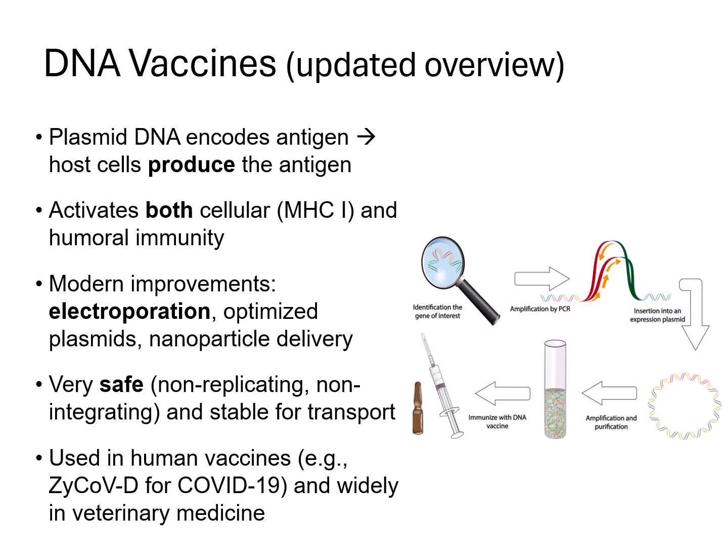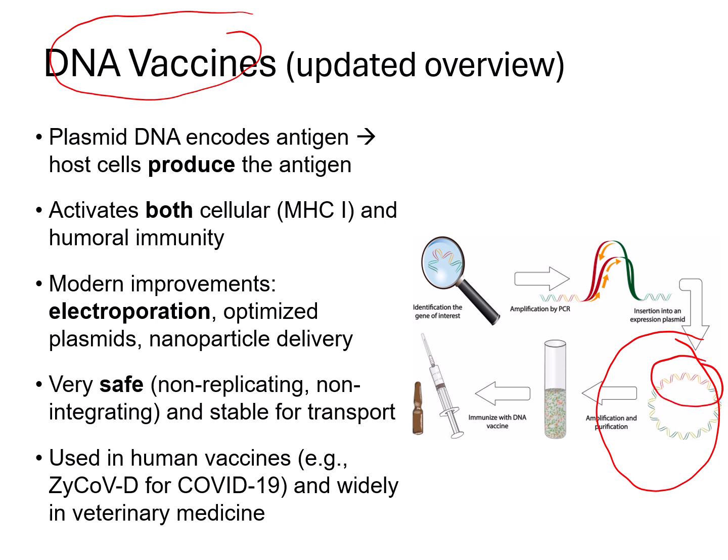Our book also has a section on DNA vaccines, but it's a little bit outdated. So DNA vaccines deliver plasmid DNA that cells can take up and translate into antigen protein. And this will activate both cellular and humoral immunity. There are some modern improvements that go past what the book includes, including electroporation and delivering these DNA vaccines through nanoparticles. Overall, they're very safe, and we have even a COVID vaccine example that is a DNA vaccine.